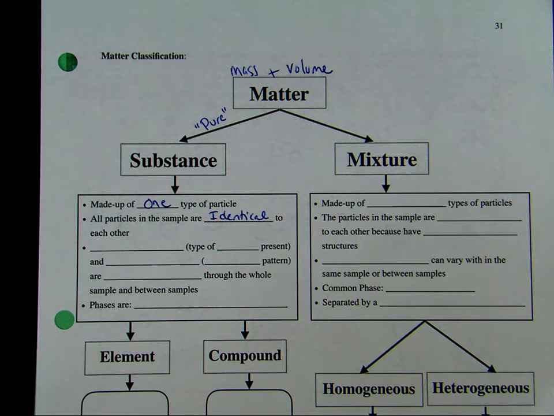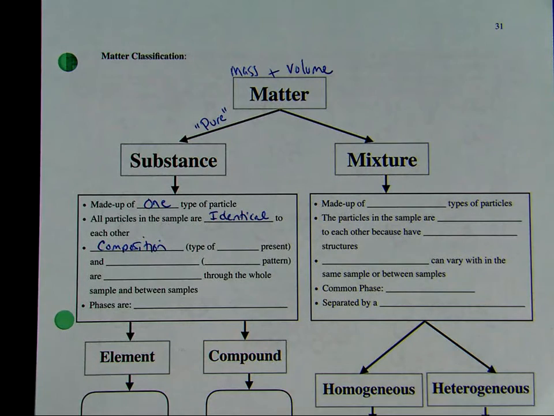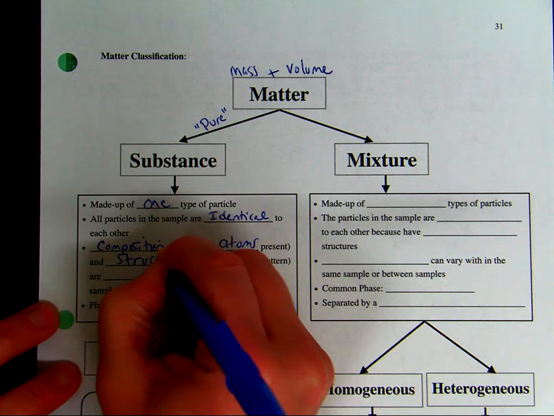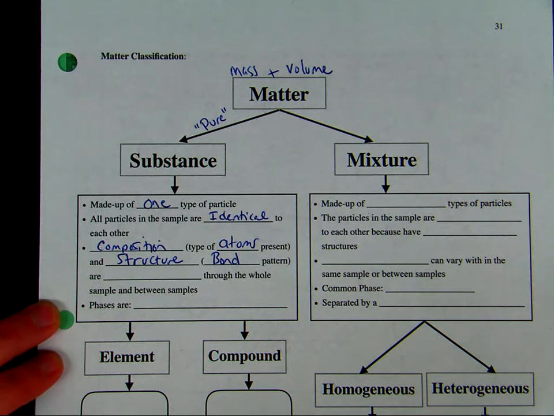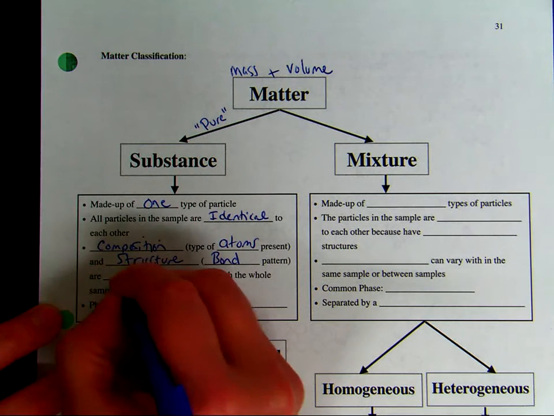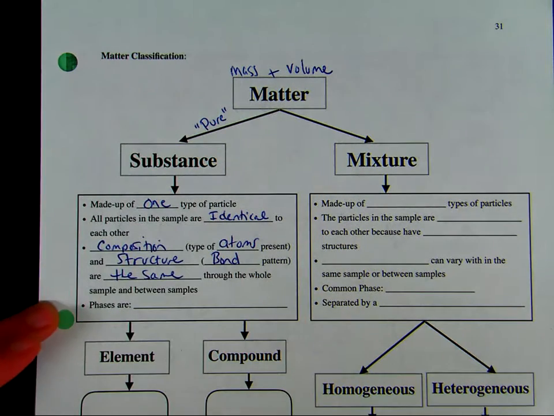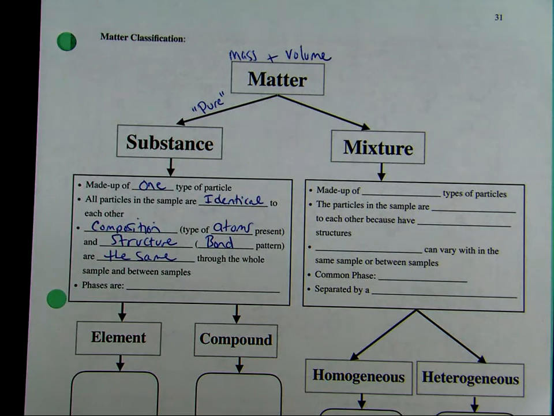And because there's only one type of particle, when we look at the composition of the sample, taking a look at the type of atoms present, and we also look at the structure of the sample, meaning that we're referring to the bond pattern, how the different atoms are linked together. And in a substance, since all the particles are identical, they will have exactly the same composition and structure. So everything is completely the same through the whole sample and between samples.